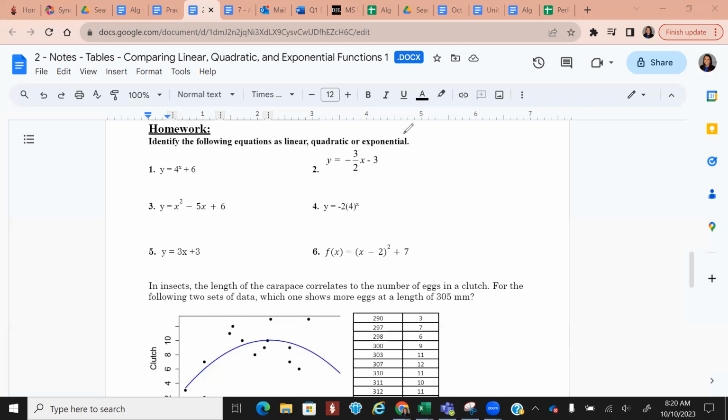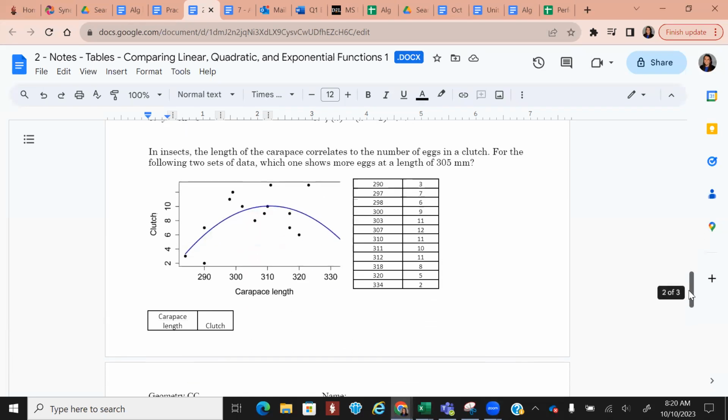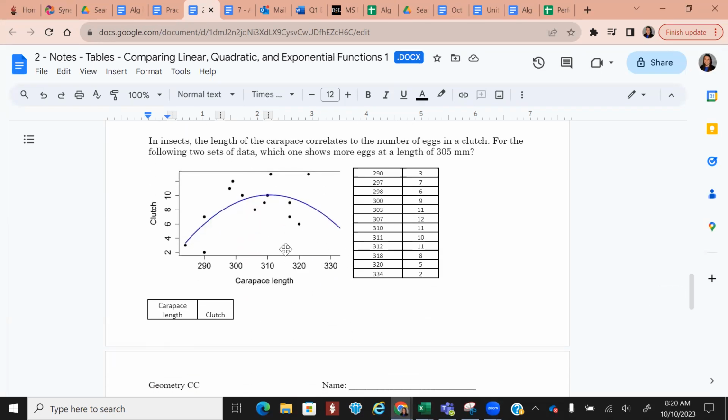So what are we looking at? We got 2 different functions. We got a table, we got a graph. Looking at when x is 305, what is roughly our y value for this guy? Hey, pay attention. This is important. Ready? We're about 7, right? If our length is 305, our y value is 7.